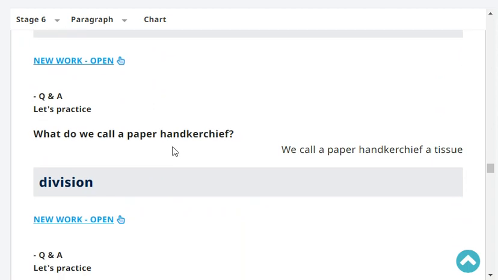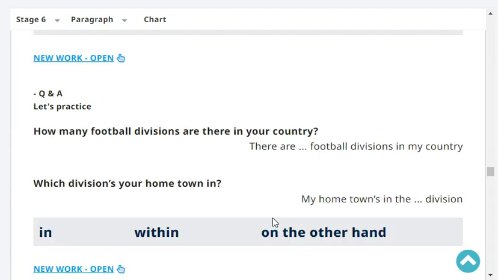What do we call a paper handkerchief? We call a paper handkerchief a tissue. A tissue. Very good.